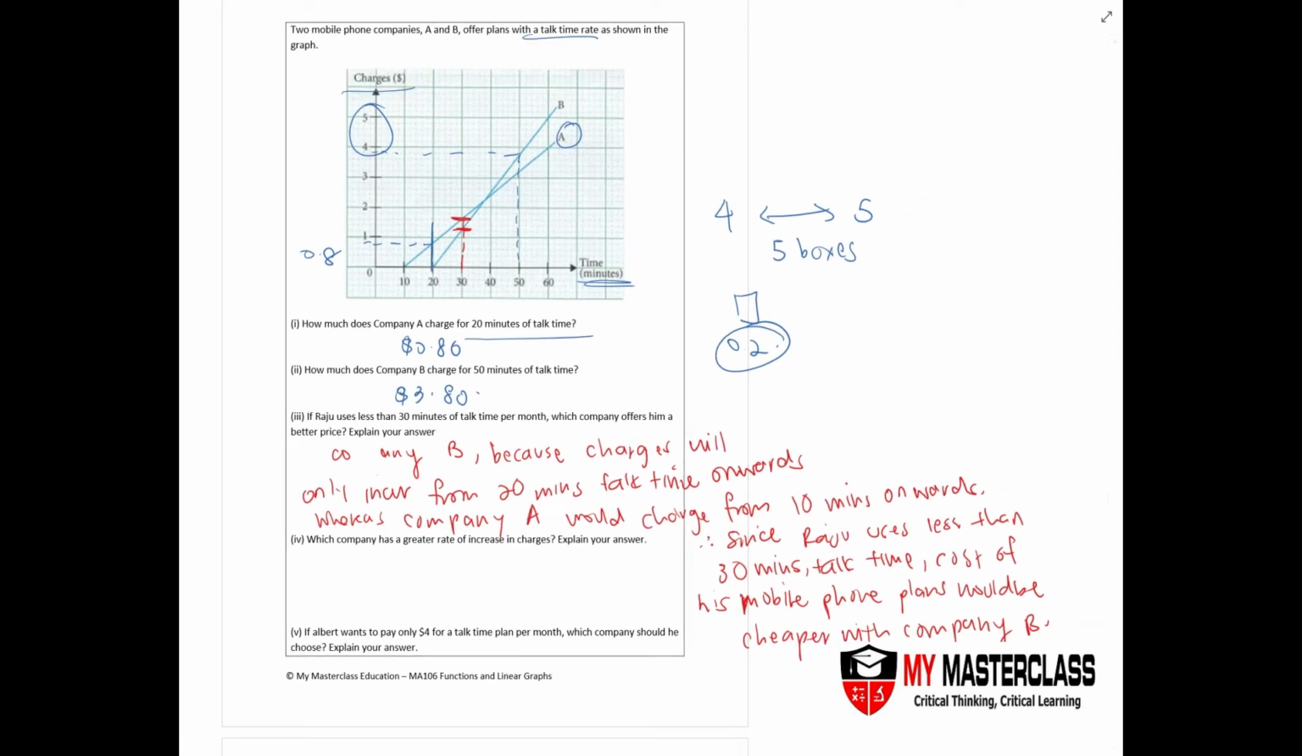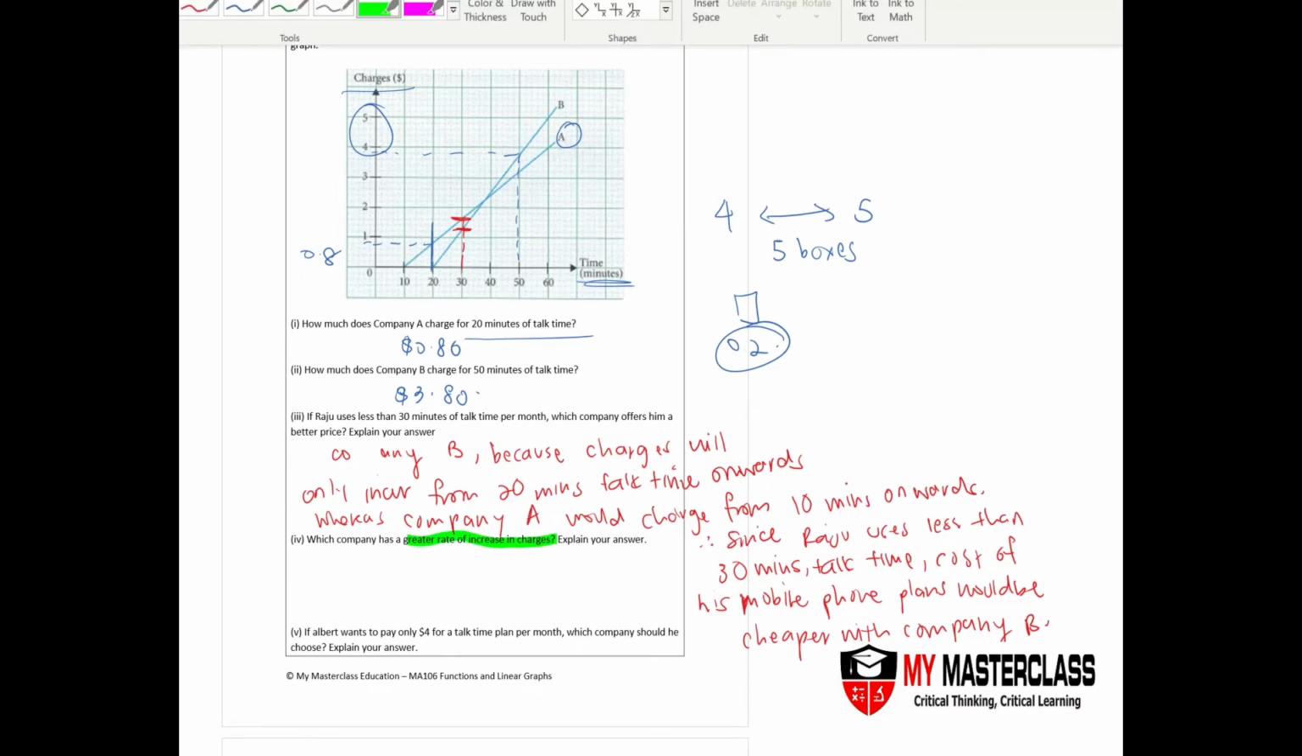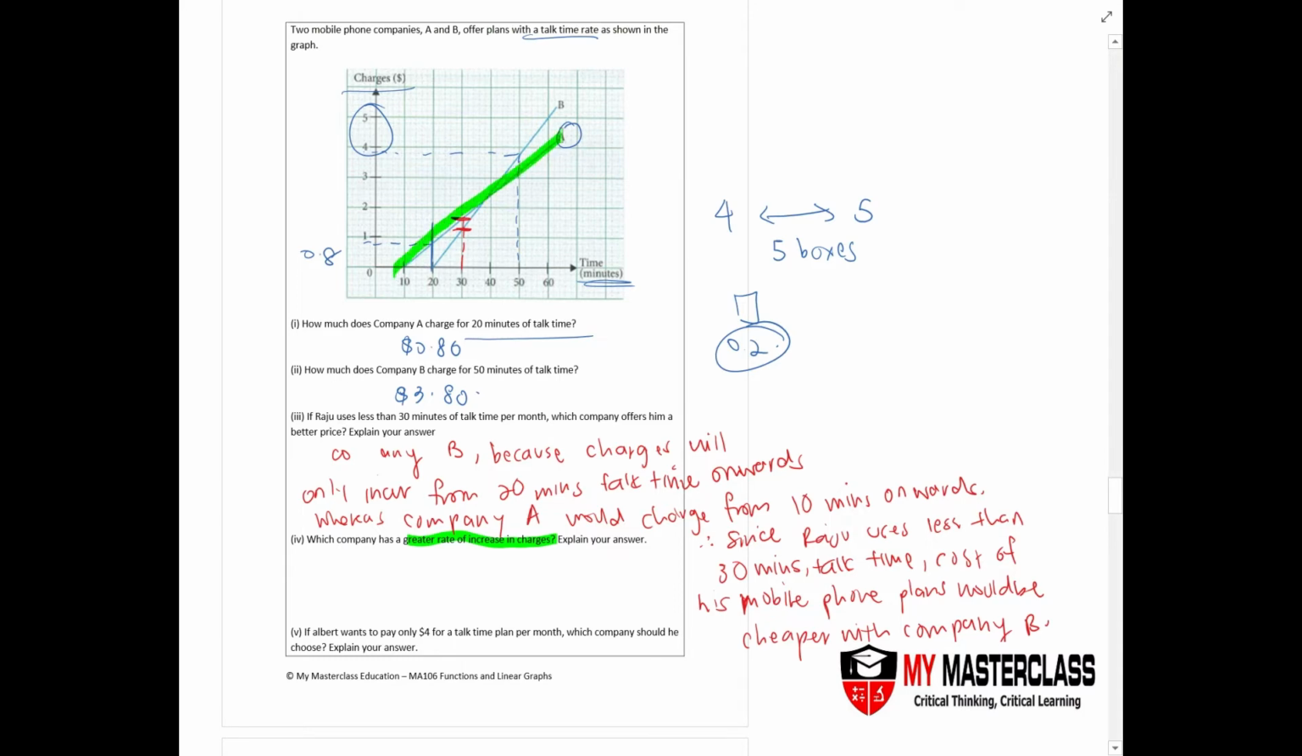Now part 4, which company has a greater rate of increase in charges? When we are talking about greater rate, we're observing the steepness, the gradient of each graph. Down here, this is company A, then the other color, which is yellow, would be company B. Which line has a higher or steeper gradient? You're looking at company B. Why? Because when you're talking about gradient, always remember to give both axes.